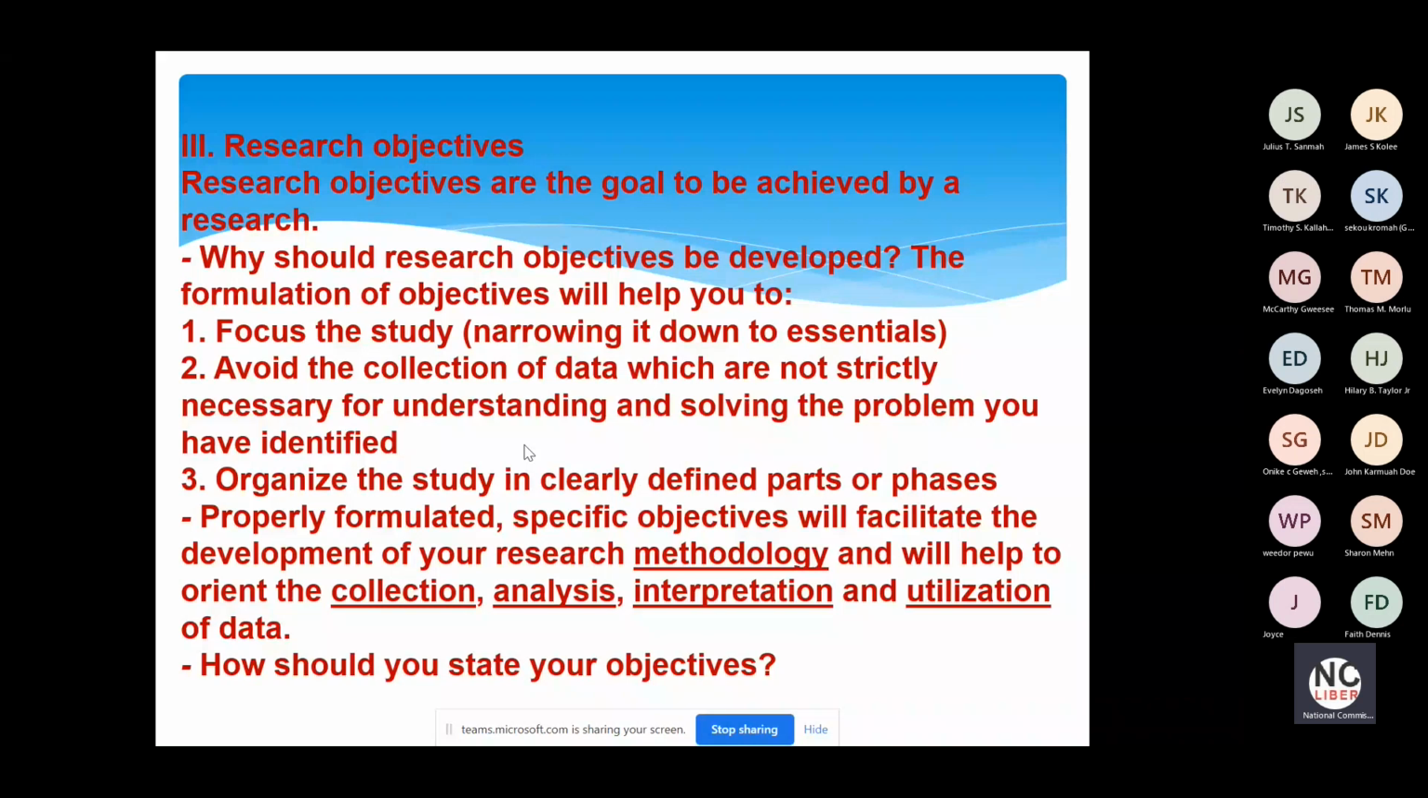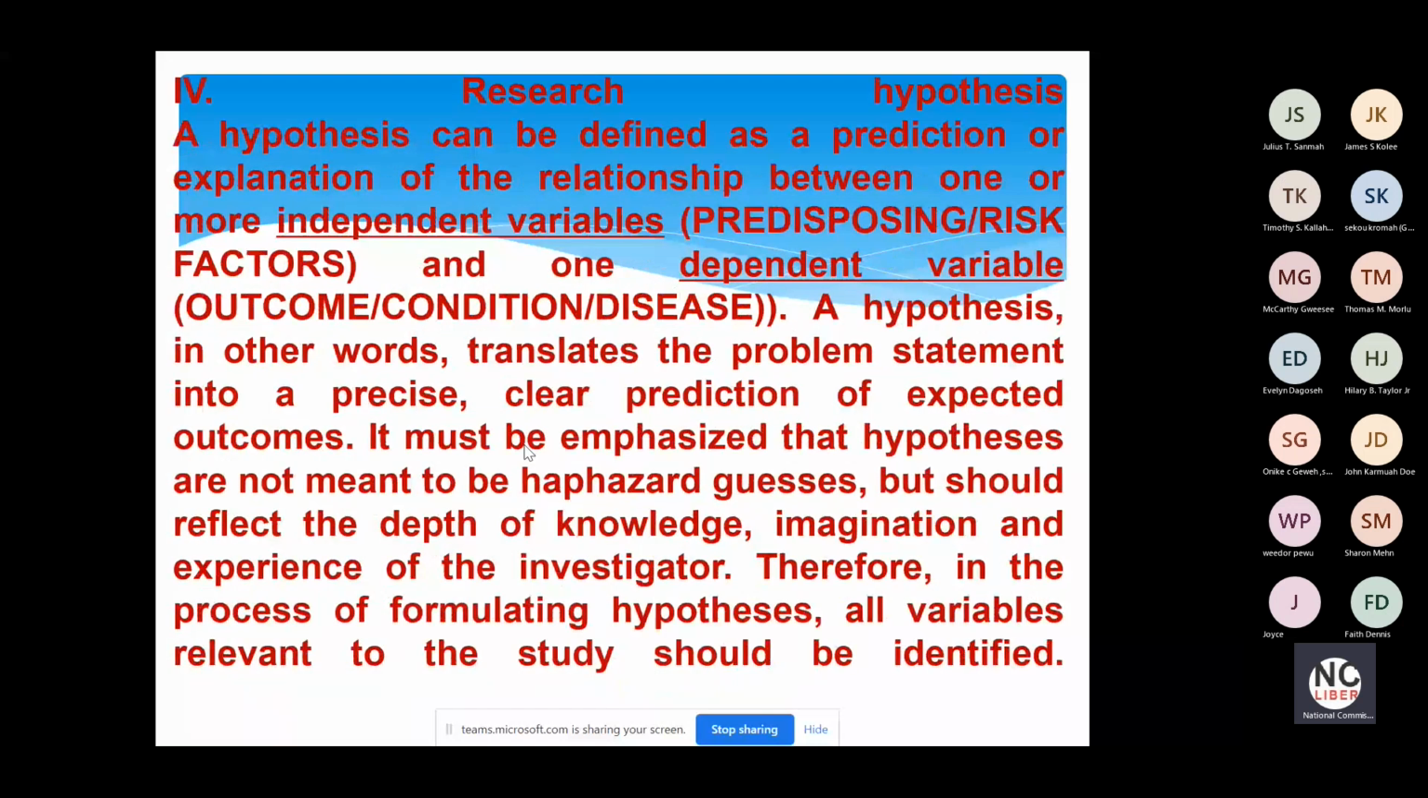And the way for you to state your objective is also important. You state them like, maybe, by the end of the study, I will estimate the number of sick people in the community. Will determine. You use action verbs to state your objectives. The next thing you may be looking at is the research hypothesis.